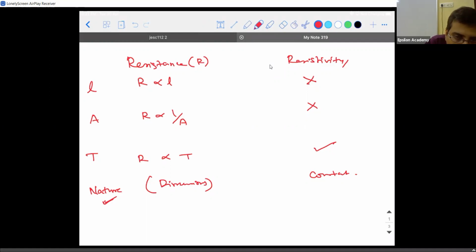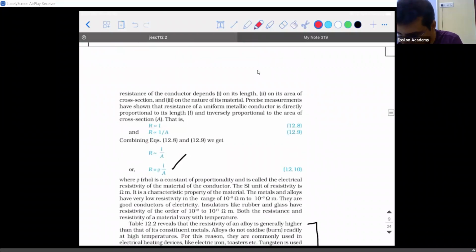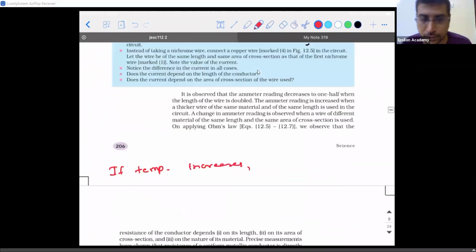Please define what? Resistivity. Okay. Wait, I'll give you a book definition also. See, let me read these points, okay? Now listen to this.